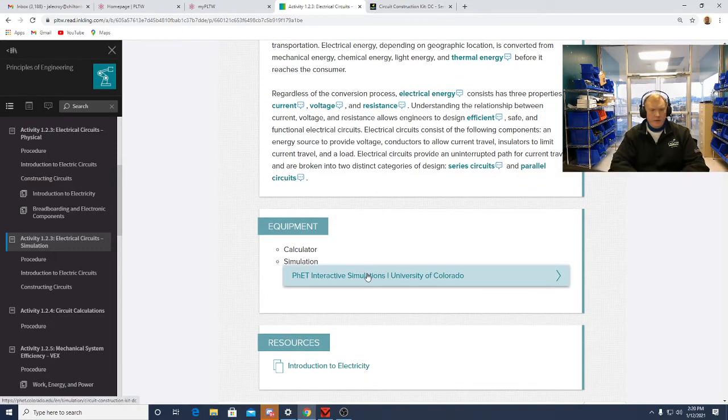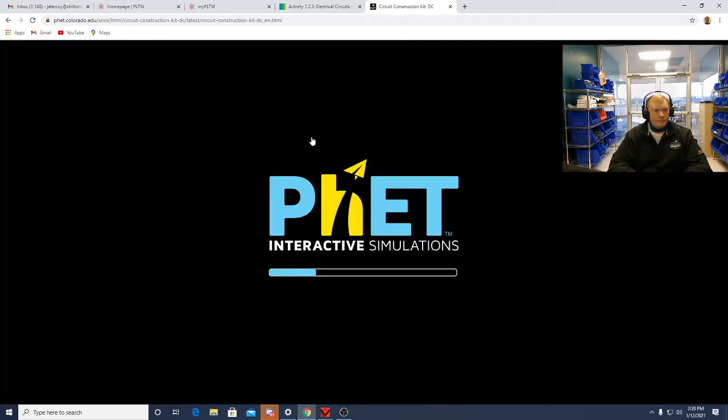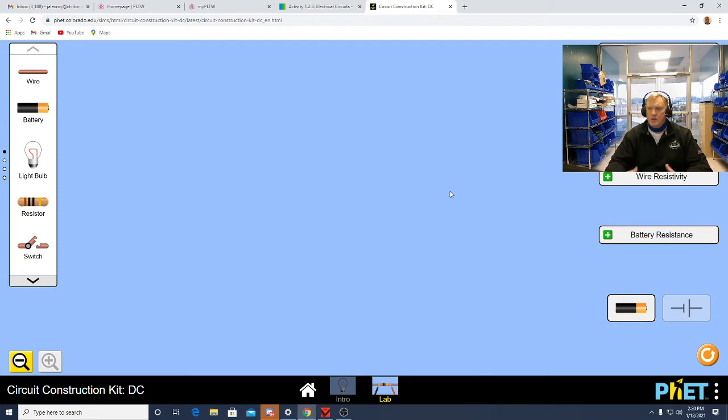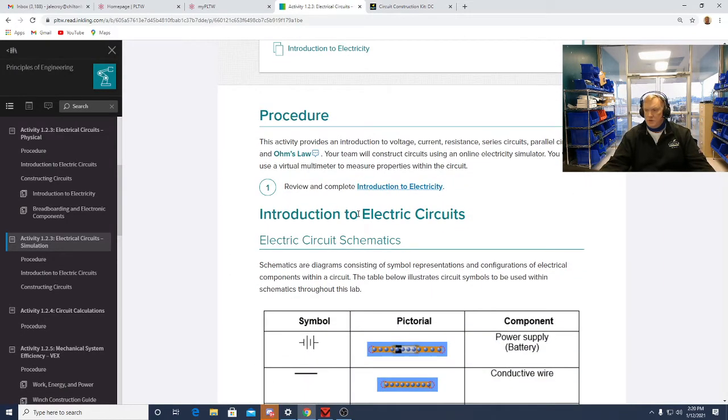Then you're going to go down to equipment, to where it says PhET simulators. When you click on this, it will bring up this screen. This is from the University of Colorado, PhET simulations. Open it up, go to lab, open it up, and you get this blue screen. Now, when you go back to the electric circuits, you're going to read the procedures.